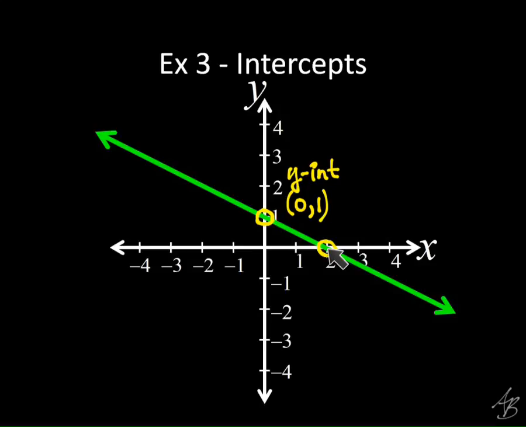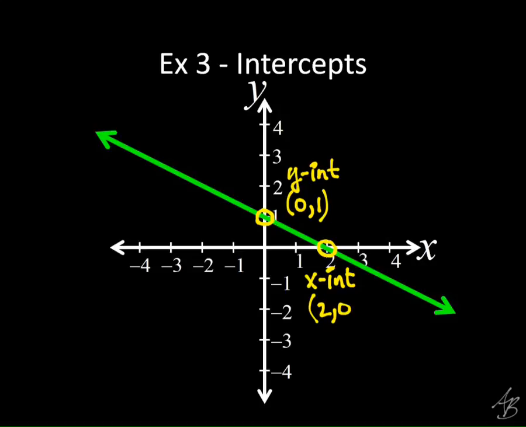Yeah. So when we get the y-intercept, the x is 0. When we get the x-intercept, the y is 0. All right, so this is the x-intercept, right? You guys agree with that? Yes. So that's the x-intercept. I'll label that here. And the x-intercept is going to be what? What are the coordinates? 2, 0.